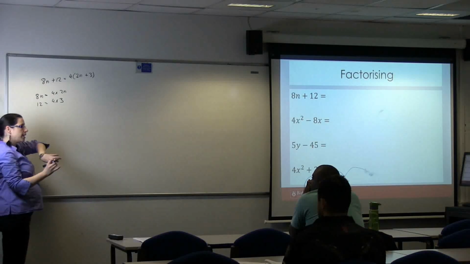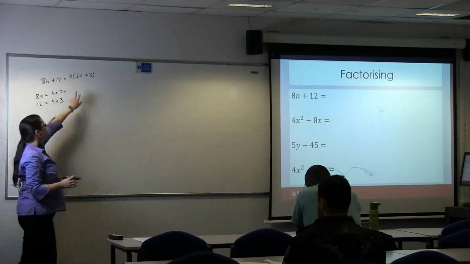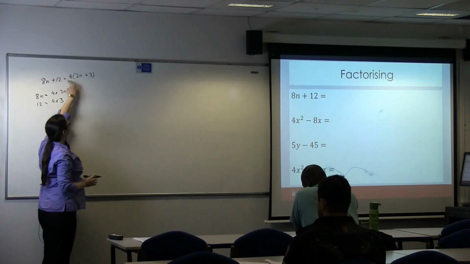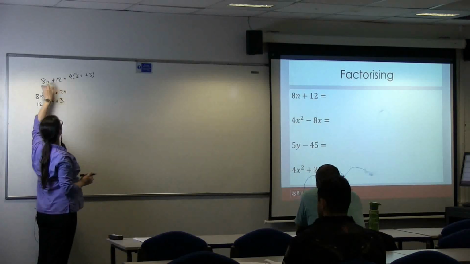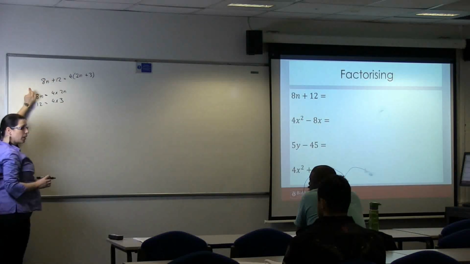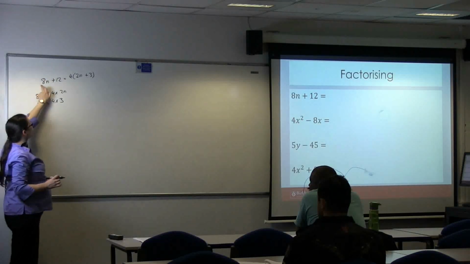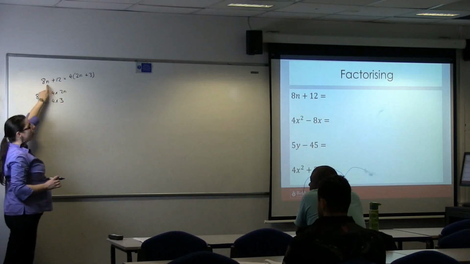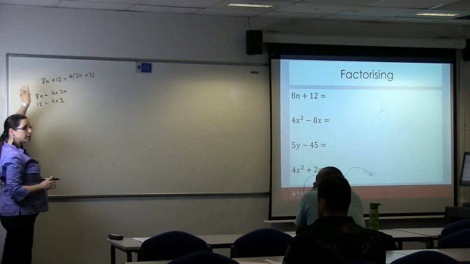So the factorization is the direct opposite of what we've just done. So we were multiplying them in, but now we're looking for a number that I can bring out in front of the bracket. And the key here is, is there a common number or sometimes a common variable that I can bring out in front?